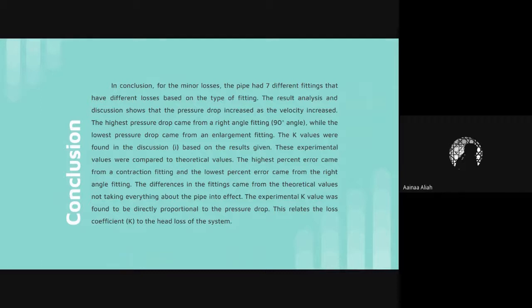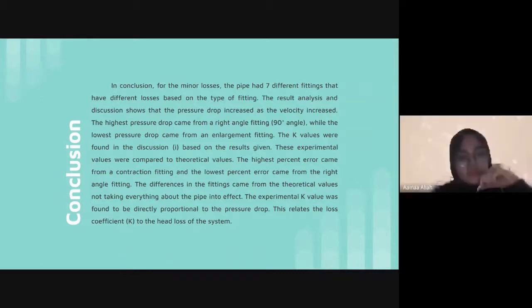Okay, so next, we move on to the last part of the presentation. In conclusion, for the minor losses, the pipe had 7 different fittings that have different losses based on the type of fitting. The result analysis and discussion shows that the pressure drop increased as the velocity increased. The highest pressure drop came from a right angle fitting, which is a 90-degree angle, while the lowest pressure drop came from an enlargement fitting.